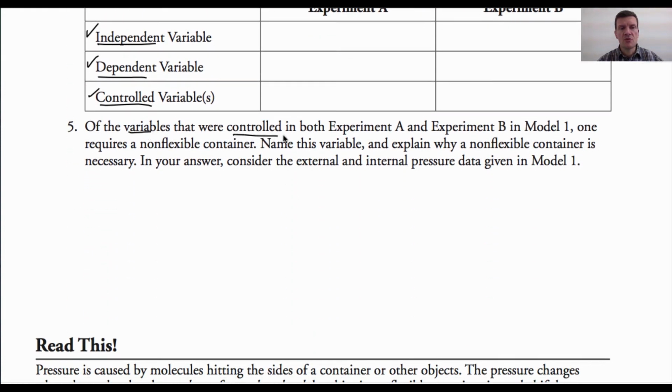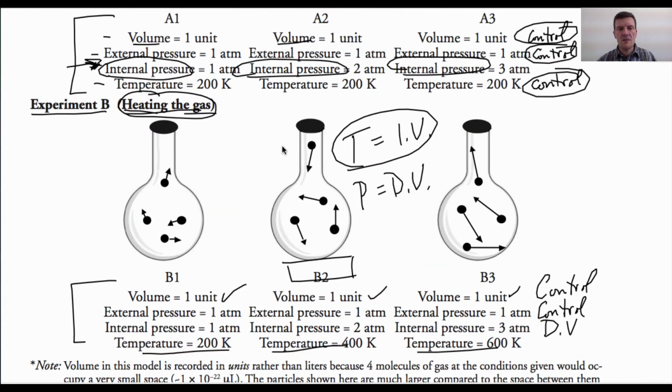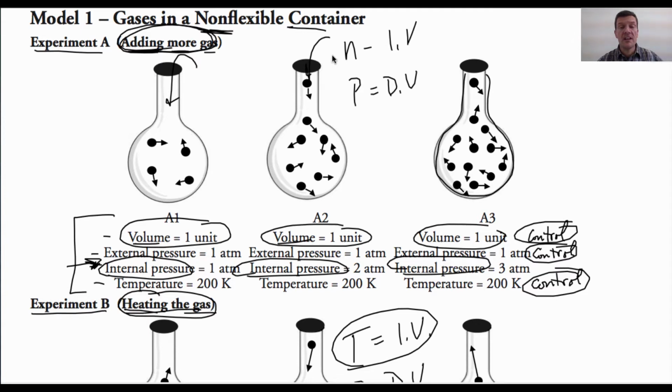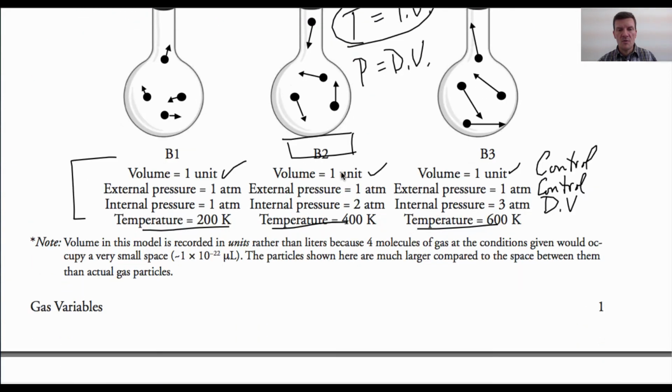Of the variables that were controlled in both A and B, one requires a non-flexible container. Name this variable and explain why a non-flexible container is necessary. So we're looking for the controls here. Well, that would probably be our volume. Okay? So notice up here, in order for this volume to stay controlled, we need a rigid container that is not going to expand when you put more and more particles in here. Unlike a balloon, you put more and more air particles into a balloon, you blow into it, it's going to expand. But we need a non-flexible one in order for the volume to stay constant. And therefore, volume would be a controlled variable.